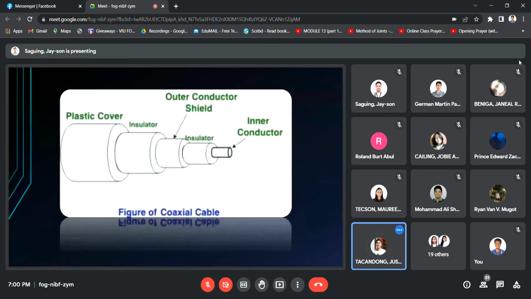So next, this is the figure of a coaxial cable. The plastic cover, insulator, outer conductor, shield, insulator, and the inner conductor. Next slide, bro.